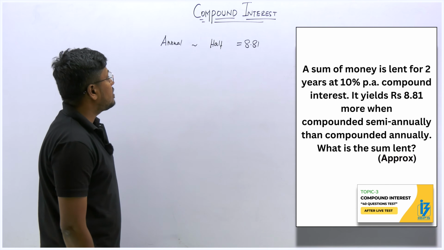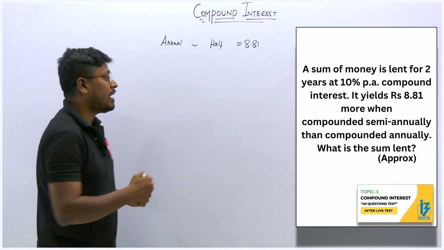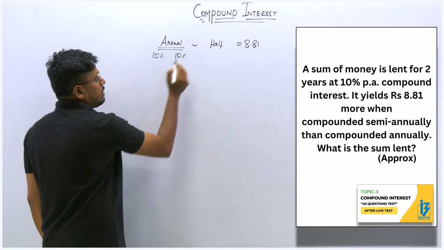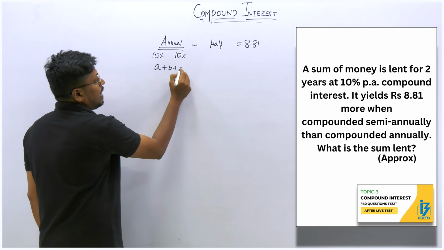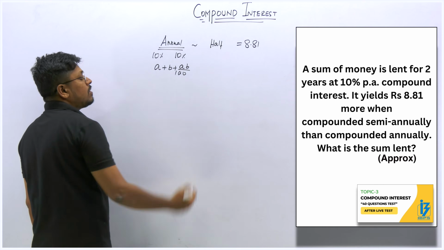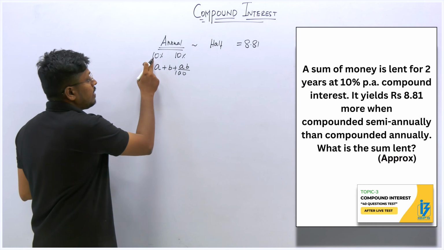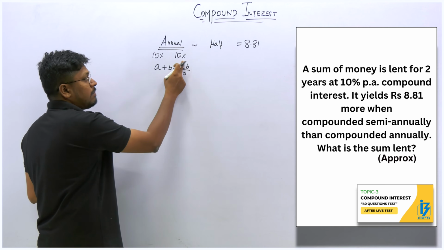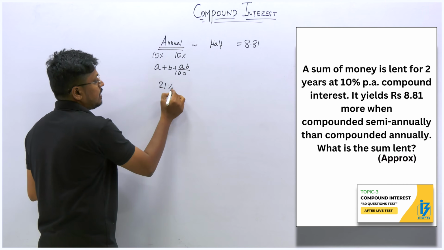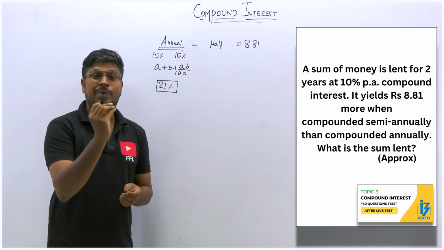So what we can do here is calculate annually, which will be easy. Why? Because they have given a direct percentage, 10% per annum. So 10% per annum is for 1 year, and for 2 years, another 10%. So A plus B plus AB by 100. I think this will be easy compared to the normal method. Why? Because in the normal method, the percentage value will change. So that's the reason I'm applying it here. So A will be 10, B will be 10, AB will be 100, 100 by 100 will be 1. So 10 plus 10 plus 1 will be 21%. So the compound interest percentage for 2 years is 21%.